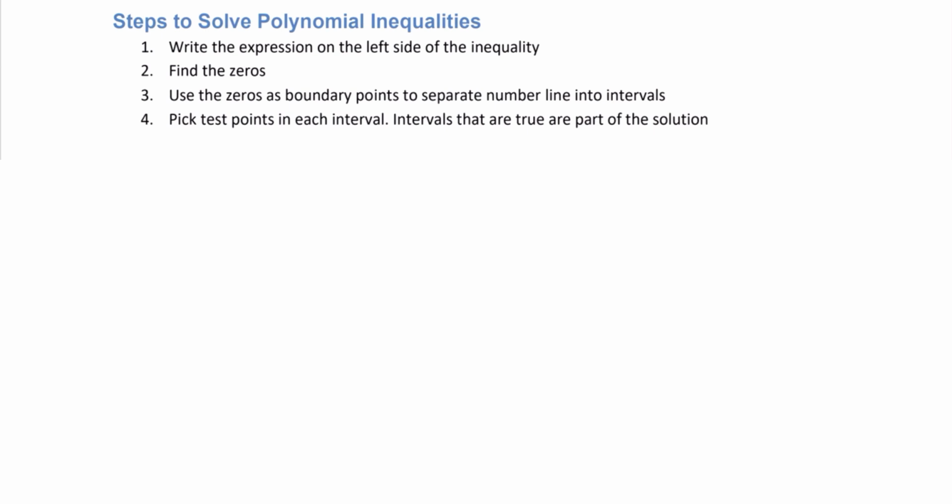The steps to solve a polynomial inequality are: 1. Write the expression on the left side of the inequality. 2. Find the zeros. 3. Use the zeros as boundary points to separate a number line into intervals. And then 4. Pick test points in each interval. Intervals that are true are part of the solution.